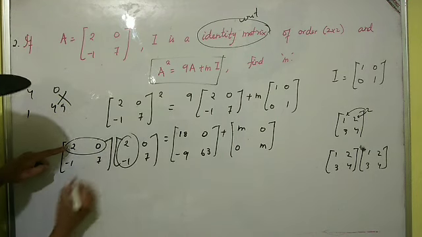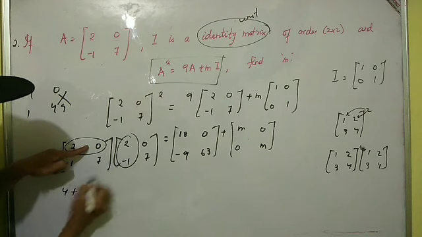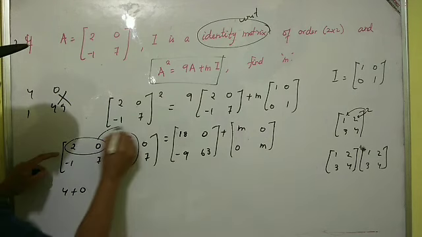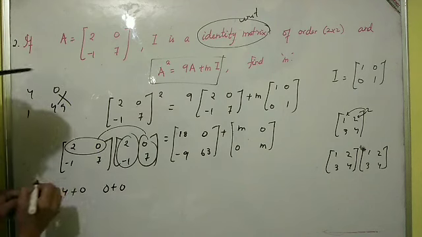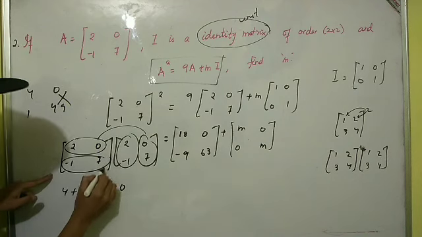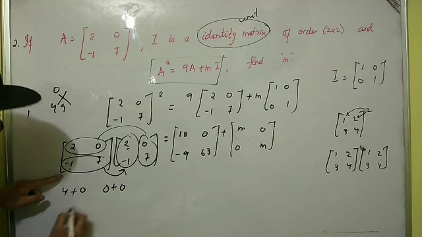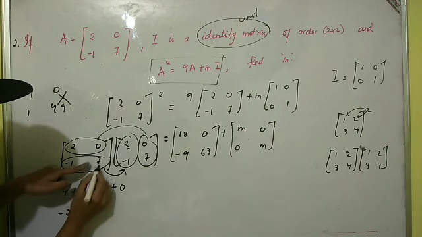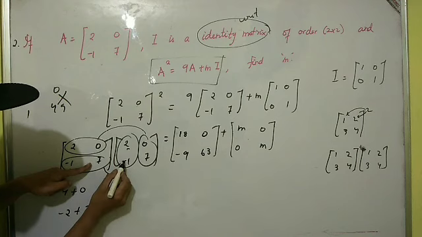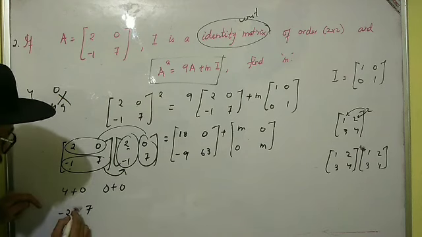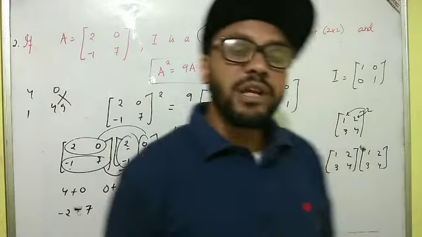So this is the row. 2 2s are 4, first with first, plus 1 zero is 0, the second with second, so 2 zeros are 0 plus 7 zeros are 0, isn't it? Then we repeat the same thing with this one, first with first, so minus 2, plus 7 into 1 is 7, plus into minus is minus, minus into plus will be minus. So sign plays a very important role.